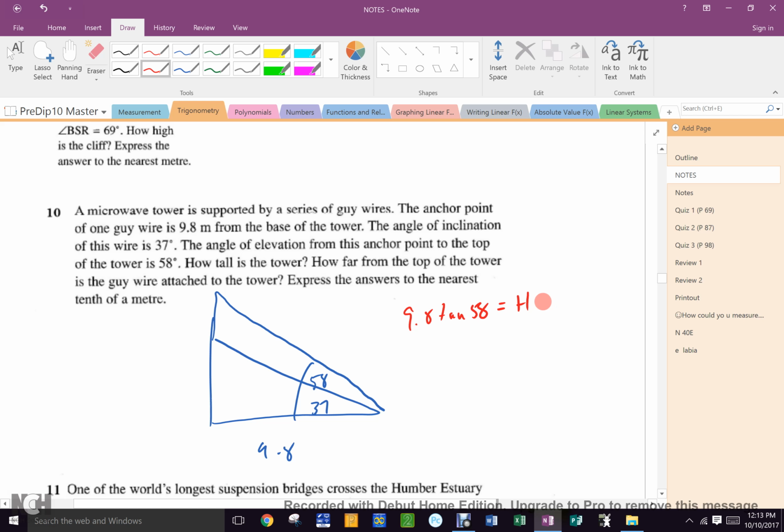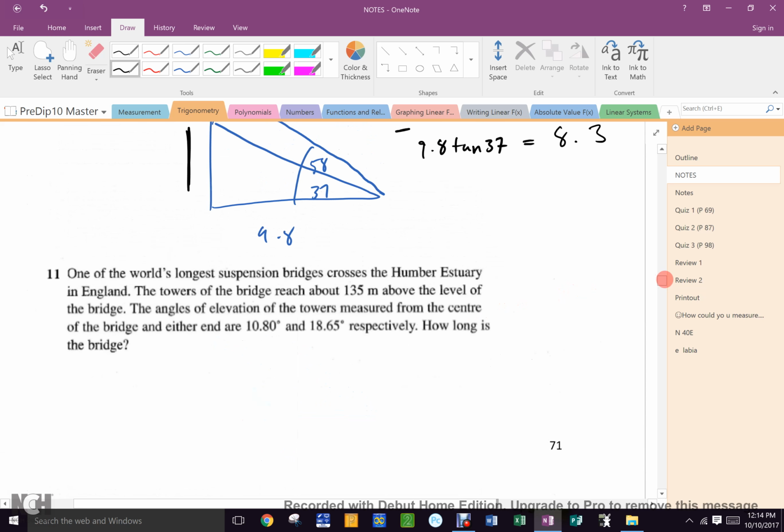But I'm not going to my calculator. Well, I would have had to go to my calculator because I wanted how tall is the tower. And then how far from the top to the tower is this one? So then I needed this distance, yes? Which is going to be 9.8 tan 37, right? And then the answer to that question, though, is 9.8 tan 58 minus 9.8 tan 37 to get an answer of whatever it was. What was it? Height of the tower was what? 15.7 and 8.3. According to Leighton. I trust him.